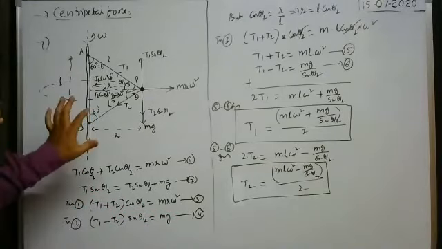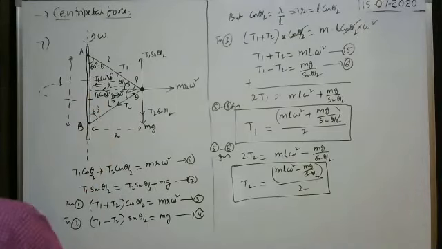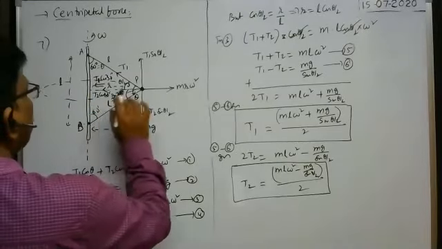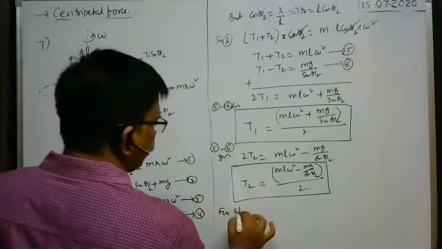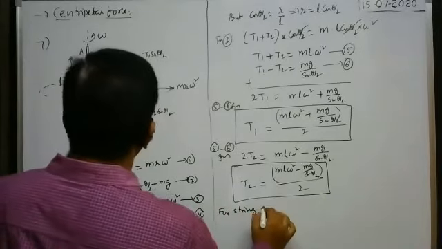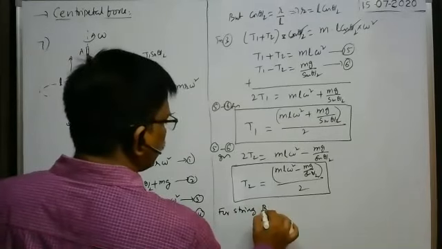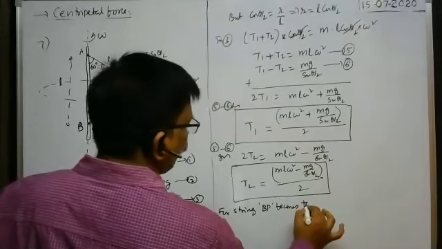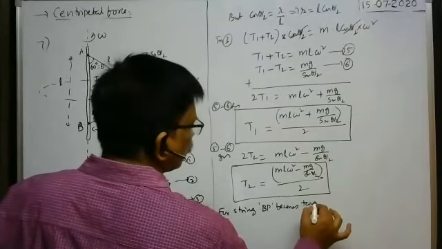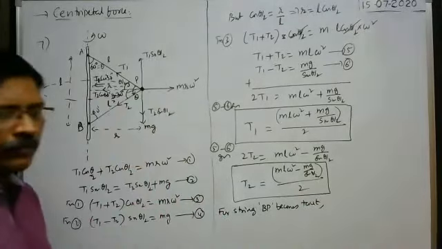Whenever the string BP becomes taut, what is the condition for string BP to become taut? Tell me.